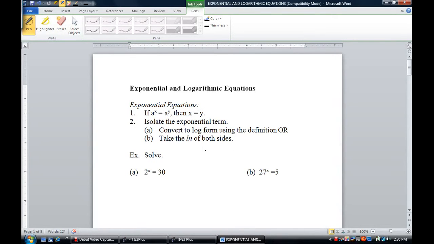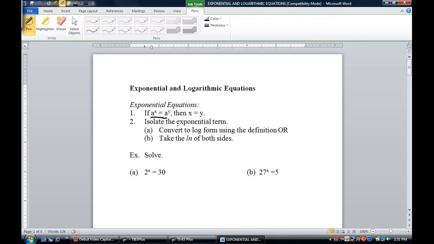Exponential and logarithmic equations. We'll begin with exponential equations and then we'll do some log equations. Solving them, that is. First thing, if you see an equation where the bases are the same, that means that the exponents have to be the same. So all we'll do is set the exponents equal to one another.